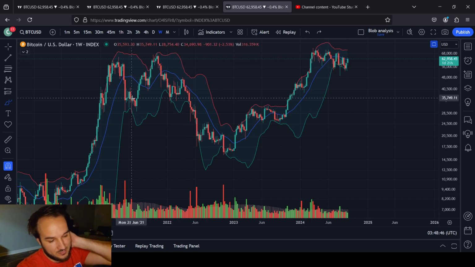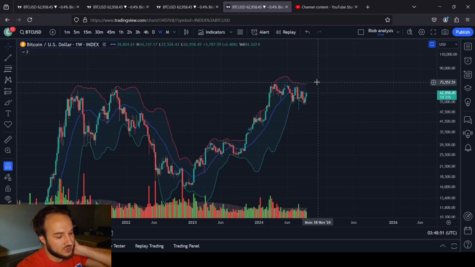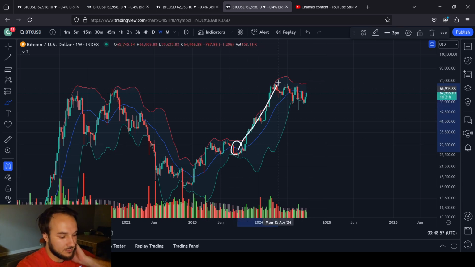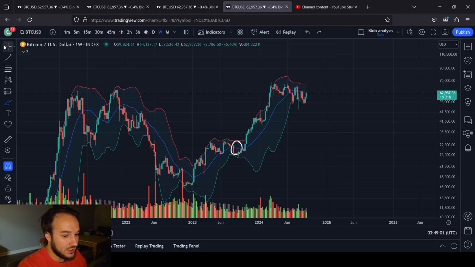This is reminiscent to me of this over here, but it's tighter, which generally means that you're going to get a very big move, right? That's essentially what it means, right? Like this was very tight back here. You got a big move. Very tight right now. Very big move, hopefully. And this is on a weekly aspect.